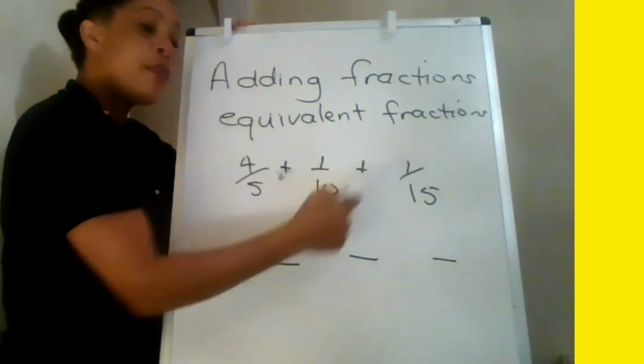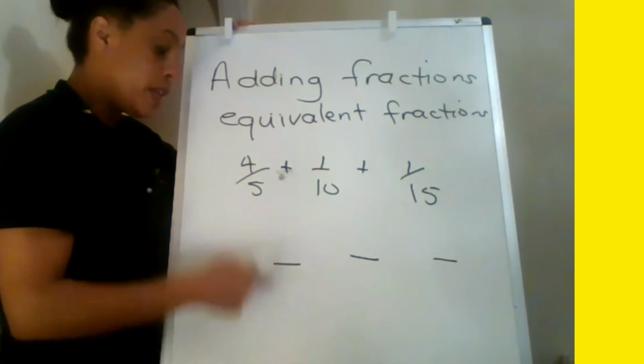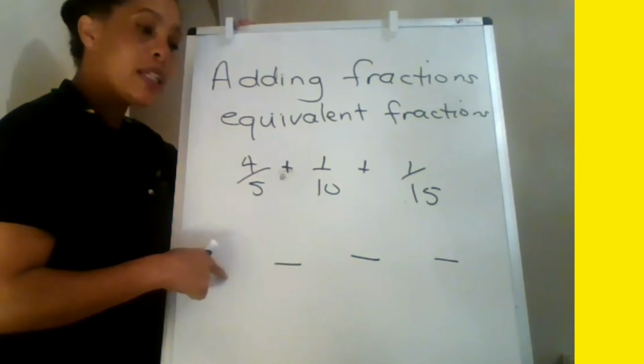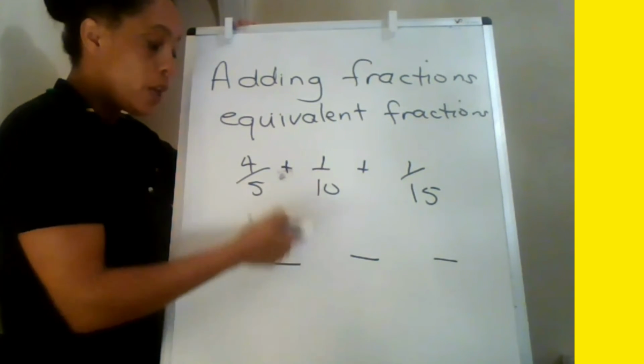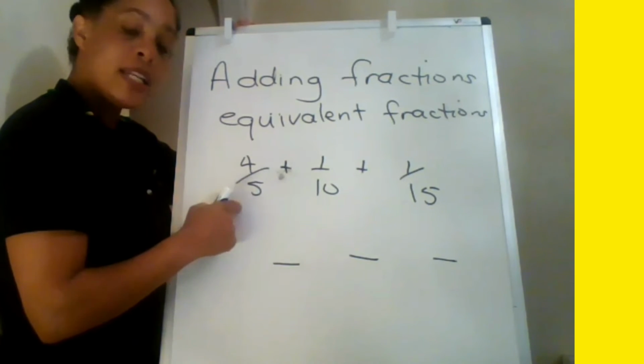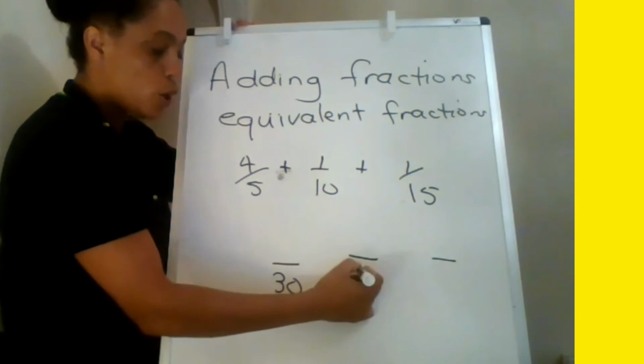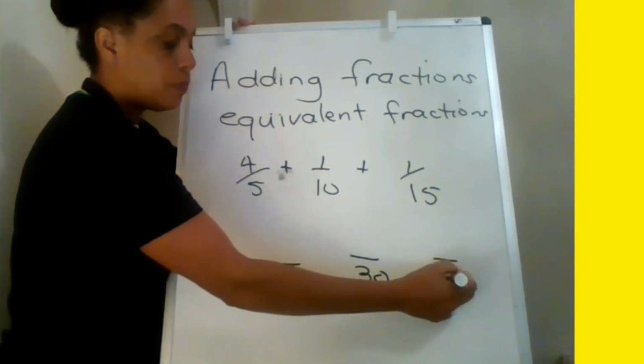15, the first number in the 15 times table is 15. It's in the 5 times table, but not in the 10 times table. The second number in the 15 times table is 30. 30 is in the 10 times table, and it's in the 5 times table. So we're going to be using 30.